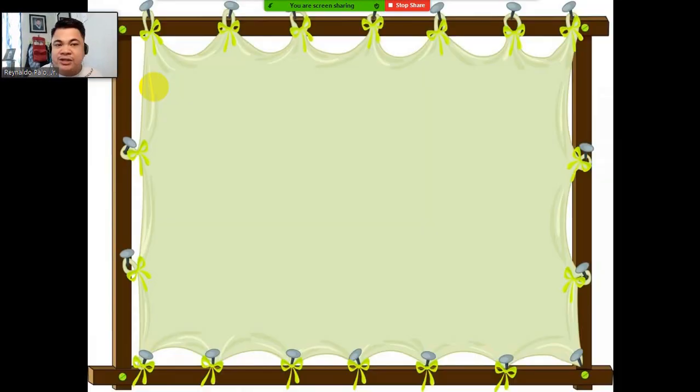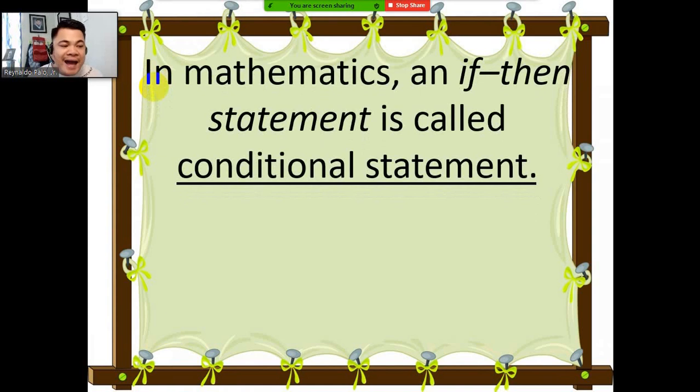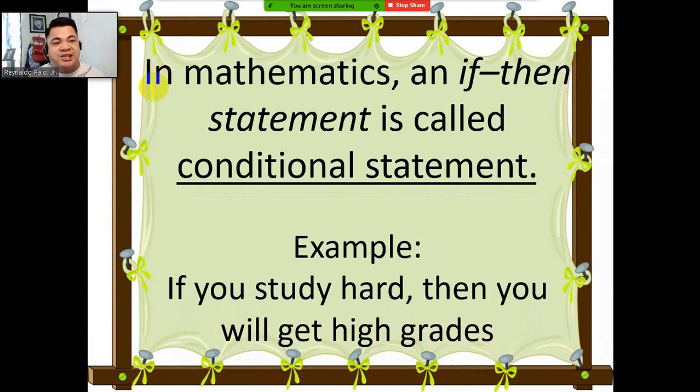What is a conditional statement? In mathematics, maybe in grade 7 you are able to encounter the if-then statement. It is what we call a conditional statement. Example: if you study hard, then you will be getting high grades. This is true, right? If you're not going to study, of course you're not going to get good grades. But if you will study, of course you will be getting good grades. Okay, that's the idea.